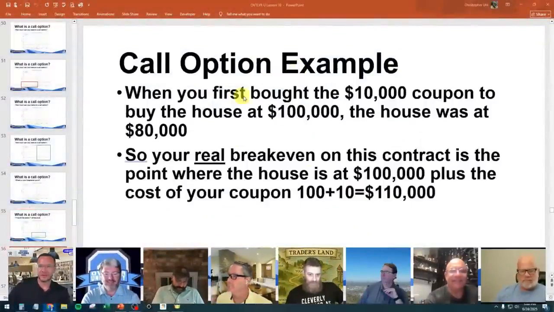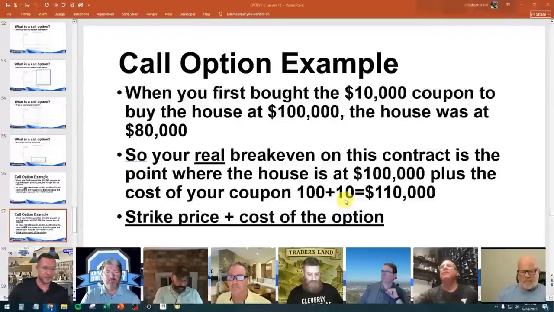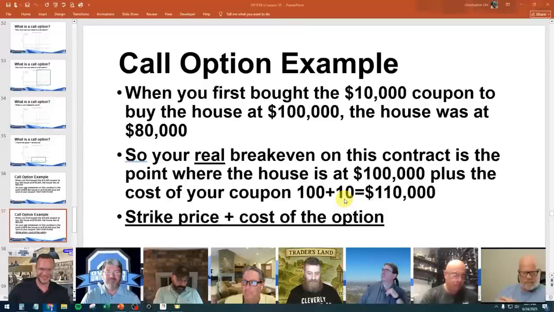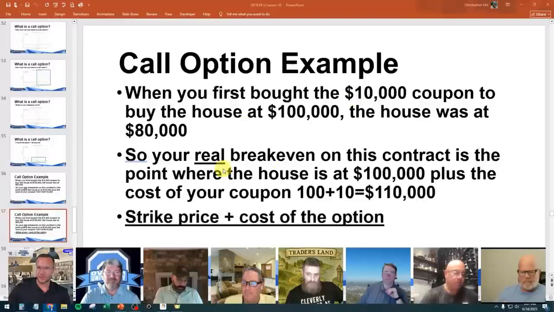So, call option example. When you first bought the $10,000 coupon to buy the house at $100,000, the house was trading at 80. Remember, the house was out of the money at that point. Your real break even, like Brad mentioned earlier, is $100,000, the strike price, plus what you paid for the coupon, so 110. I told you guys this was going to be a deep lesson. We hadn't even got to puts yet. So your real break even is the strike price plus the cost of the option.